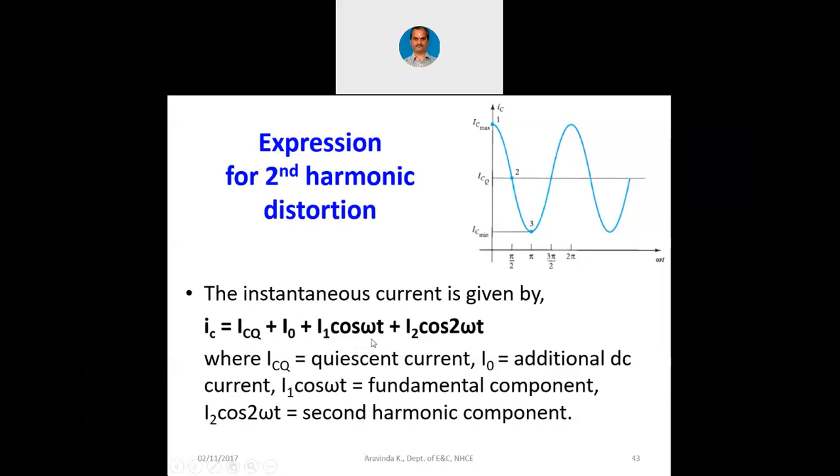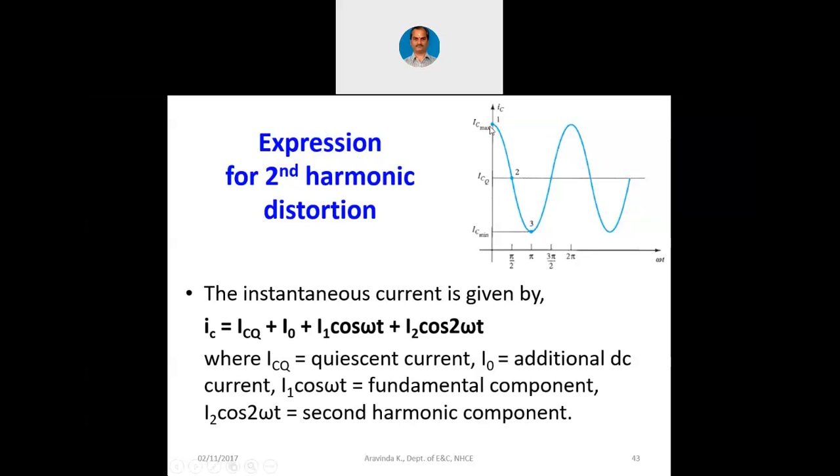They are not AC. But this omega, when it comes into the picture, omega is nothing but angular frequency, 2 pi f. So frequency is in hertz, whereas omega is in radians. It is the angular frequency. You can see here in the last term, it is 2 omega because it is a second harmonic component. And I2 must be lesser than I1 here, because I2 is the amplitude, which should be less than I1 as per our definition of harmonics or as per the Fourier series. So I1 cos omega t is the fundamental component, I2 cos 2 omega t is the second harmonic component. Let us see how to derive an expression for the second harmonic distortion.